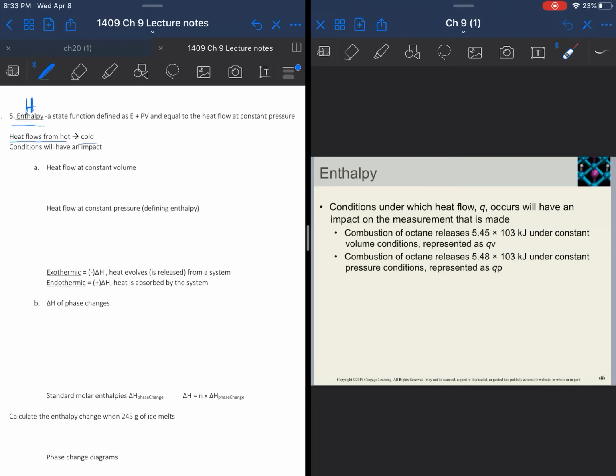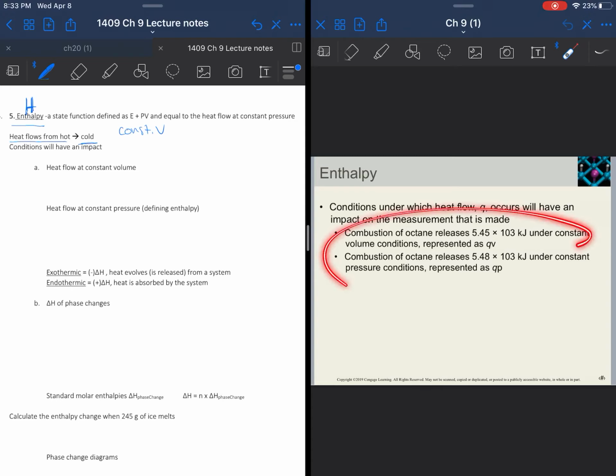So that might sound like a complicated sentence at first, so let's break it down a little bit. We already know that heat will flow from an object that is hot or a region that is hot to a region that is cold, right? It's just relative temperature, from where there is more heat to where there is less heat. But this will be impacted by conditions. This will be impacted by volume and pressure conditions.